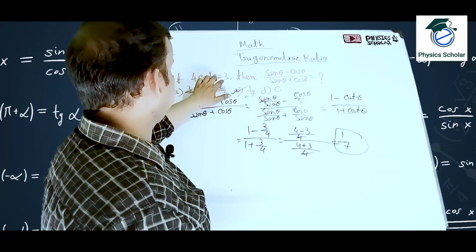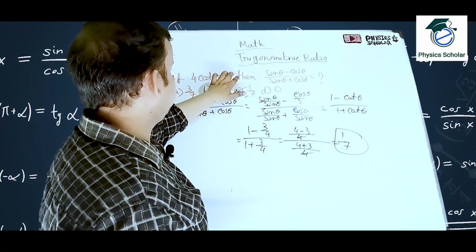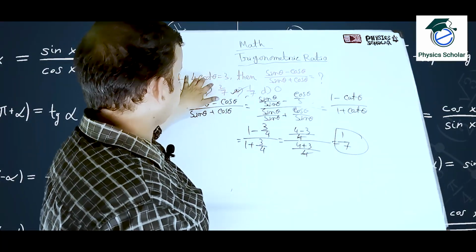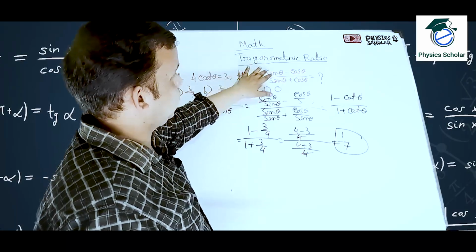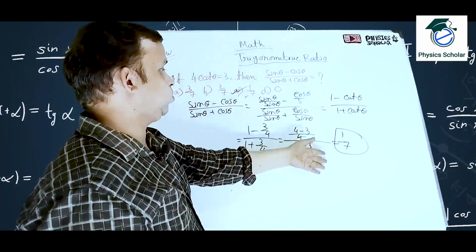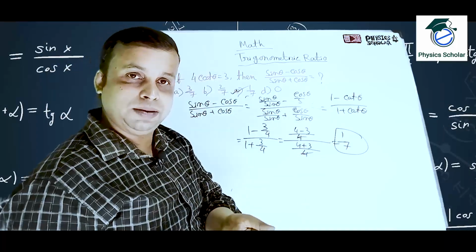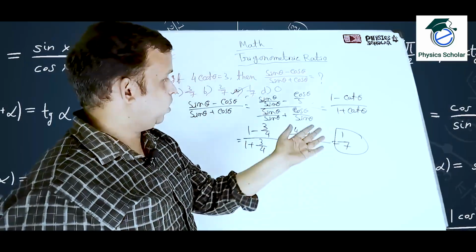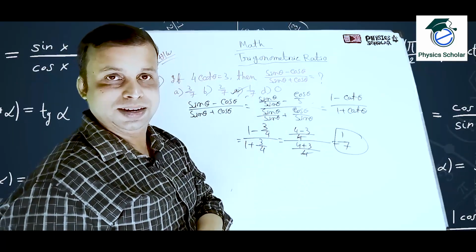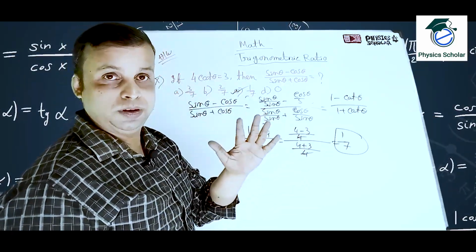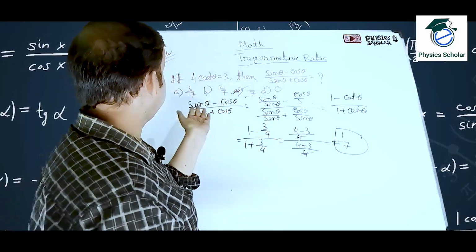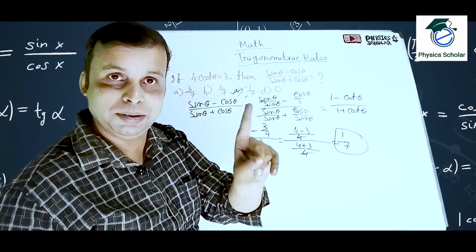Another method you can use: cos theta is equal to 3 by 4 is equal to base by hypotenuse. So you can find out the perpendicular and the sin theta and cos theta, then put the values over there, then also you get the same answer. So one sum you can do in many different ways. I have shown you two ways, clear? It's very easy, so hope you have understood this. Now let us move to sum number 11.